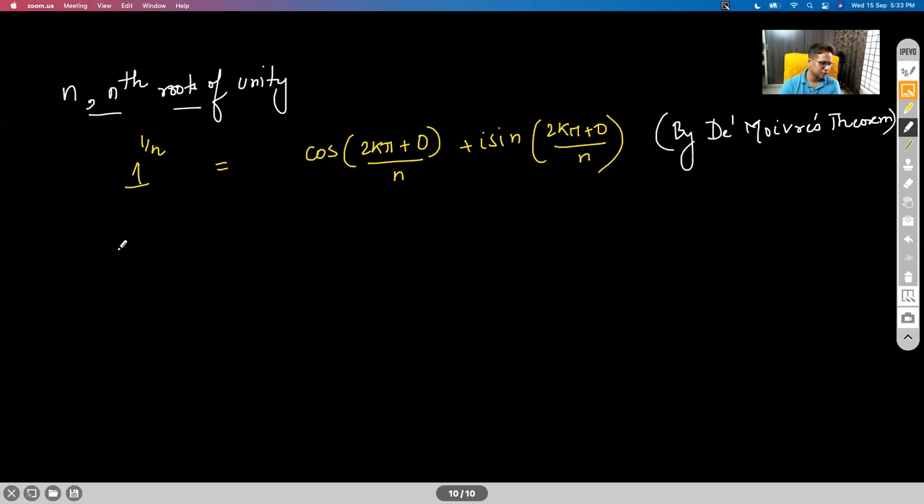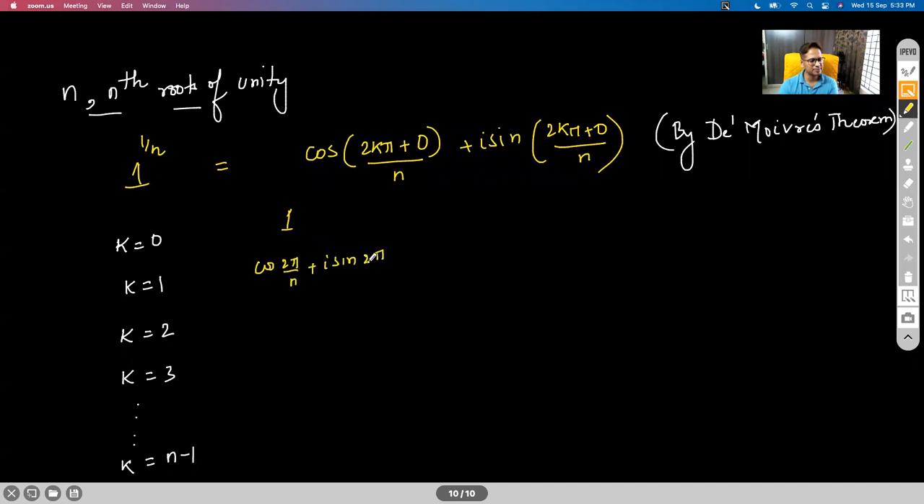And k you start putting as 0, 1, till who will tell me, till, write on your chat box, till n minus 1, right, Shalini? Correct. So when you put a 0, you get a 1 only. When you put a 1, you get cos 2 pi by n plus i sine 2 pi by n. Normally the books will call this alpha. Let's not blame books. Let's say I call it alpha.